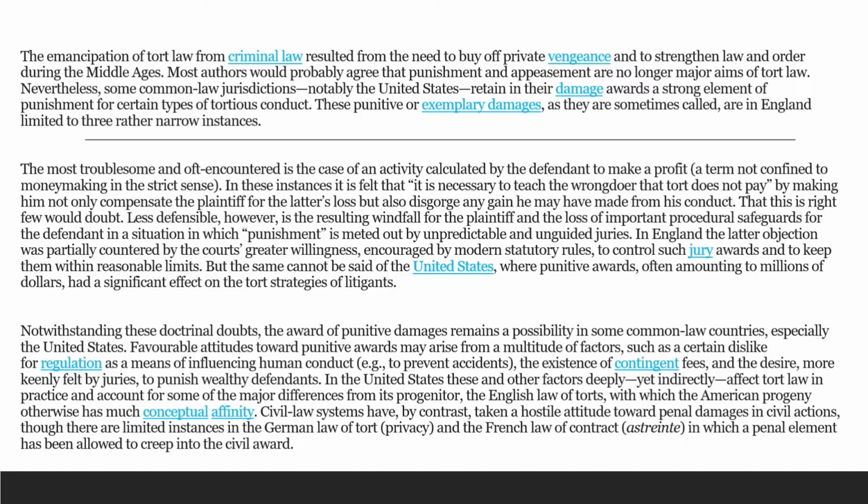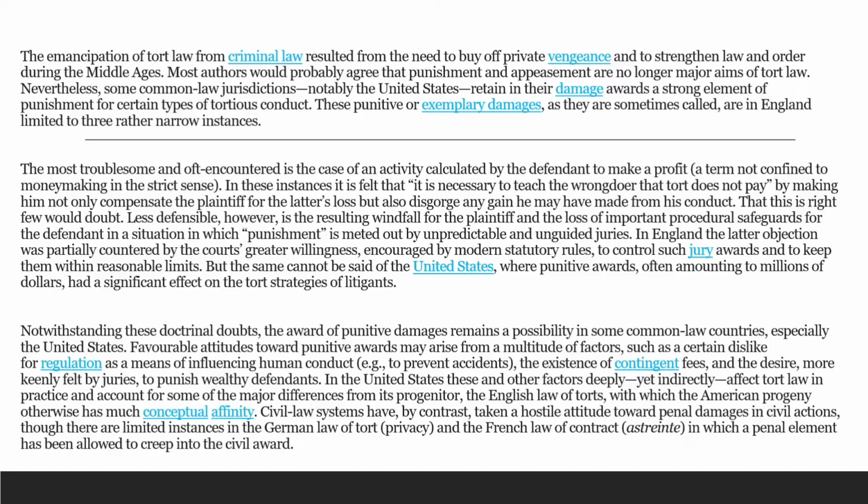Notwithstanding these doctrinal doubts, the award of punitive damages remains a possibility in some common law countries, especially the United States. Favorable attitudes towards punitive awards may arise from a multitude of factors, such as a sudden dislike of regulation as a means of influencing human conduct, that is, to prevent accidents, the existence of contingent fees, and the desire, more keenly felt by juries, to punish wealthy defendants.